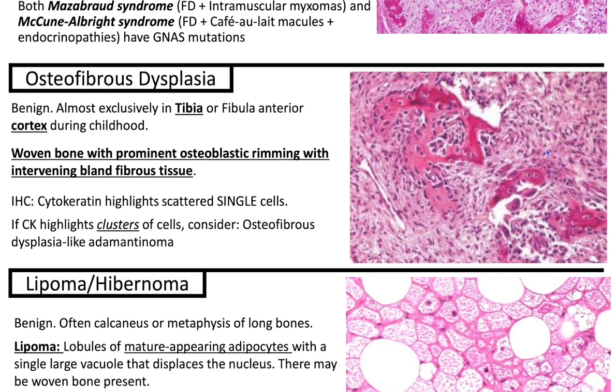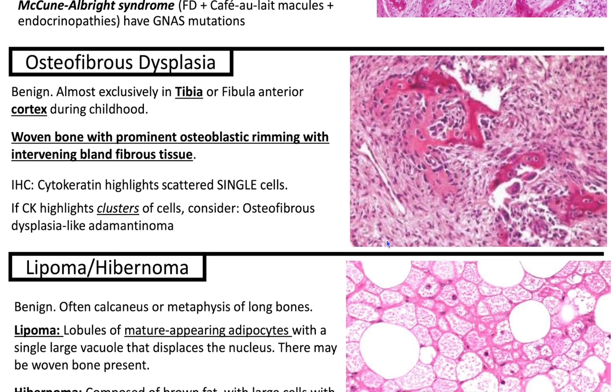Osteofibrous dysplasia, this is benign, almost exclusively in the tibia or fibula anterior cortex during childhood. You'll have woven bone with prominent osteoblastic rimming with intervening bland fibrous tissue. The cytokeratin highlights scattered single cells. And then if cytokeratin highlights clusters of cells, consider osteofibrous dysplasia-like adamantinoma.